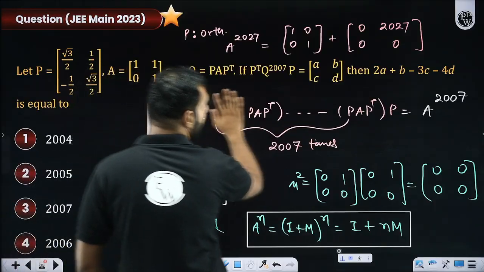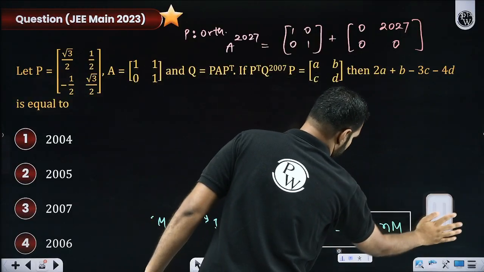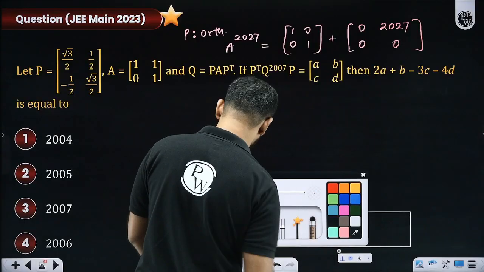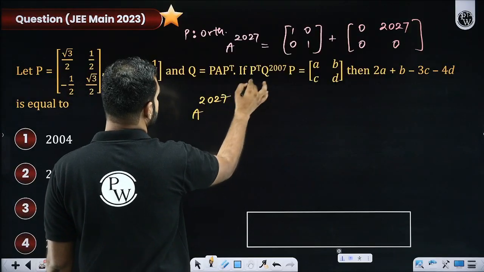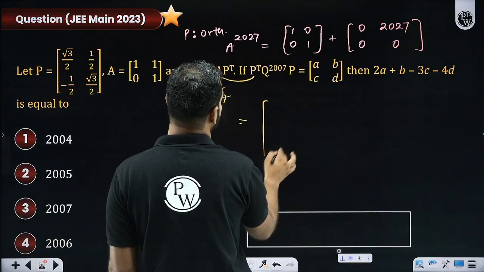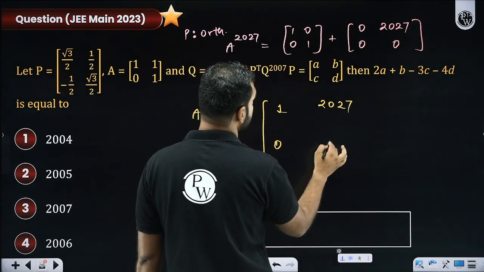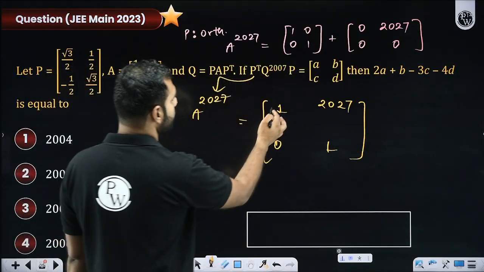I think you do have the final answer at your fingertips now, don't you? I hope you all have cracked this answer by now. Yes or no, everyone? So finally, this a to the power 2027 is going to be 1, 2027. Although you don't have to do all of this, I'm just writing it so that you don't get confused. So by that, I think a is 1.